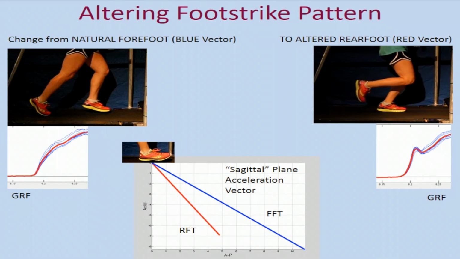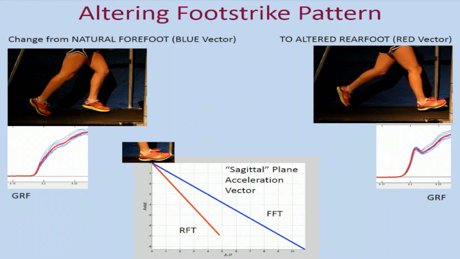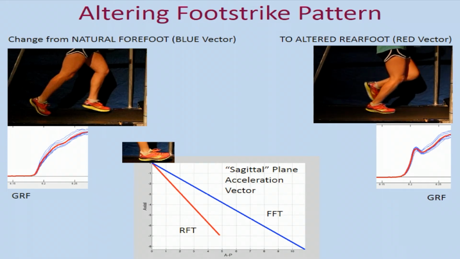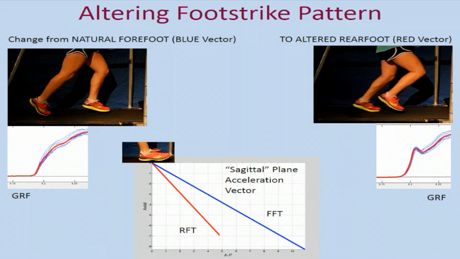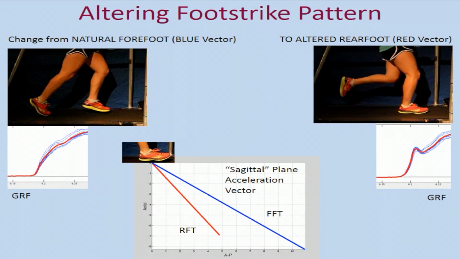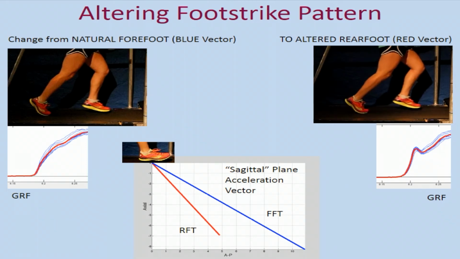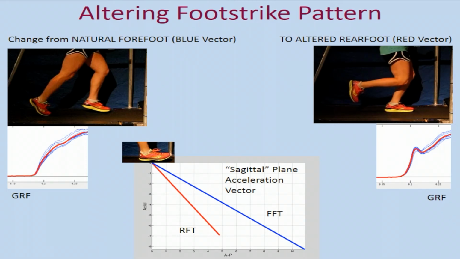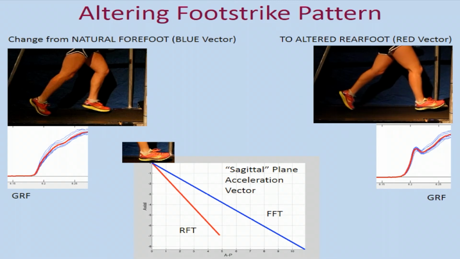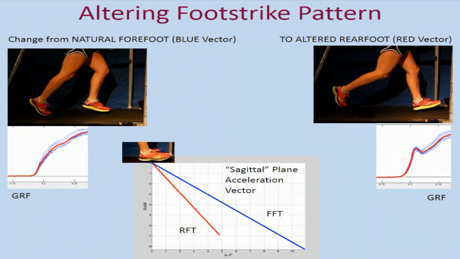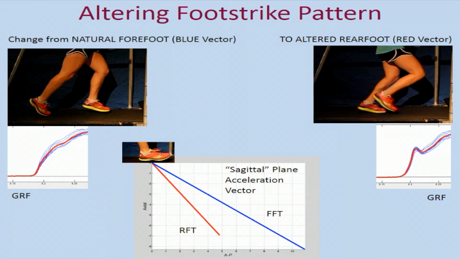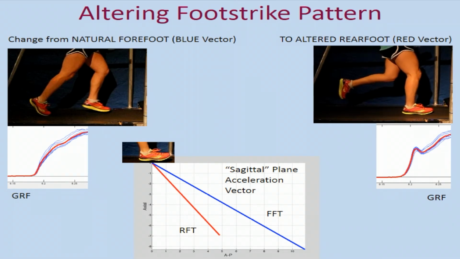Now, here is the acceleration vector that her tibia experiences. And this is in her conventional forefoot strike, and this is in her altered rear foot strike. And you can see a dramatic reduction when she goes to a rear foot strike. Now, why is that? Well, you can see that what's really the difference between these two is how the vector swings out and has a greater AP component.